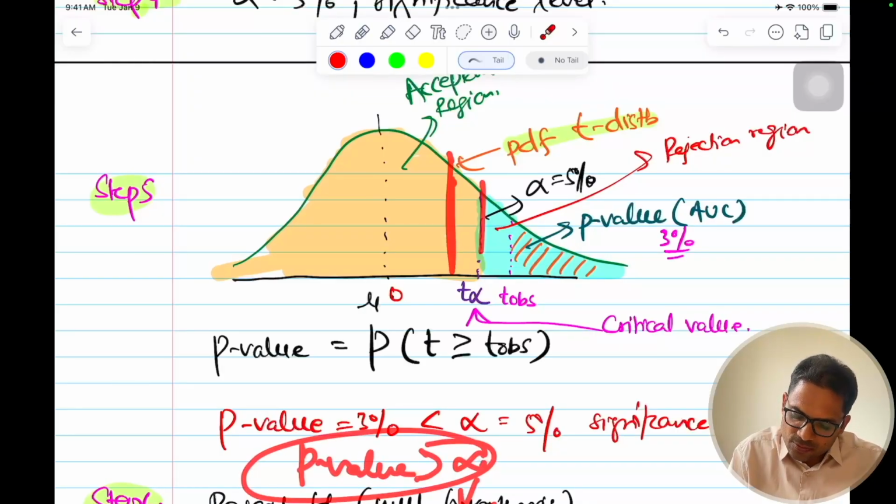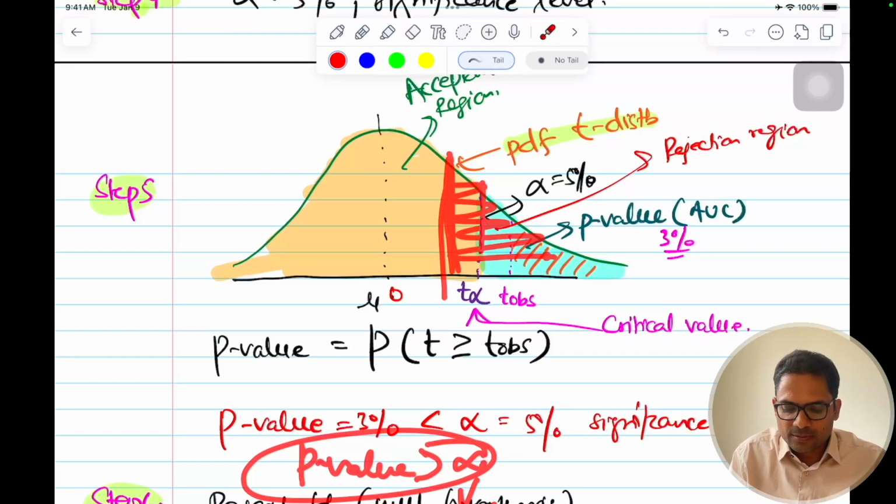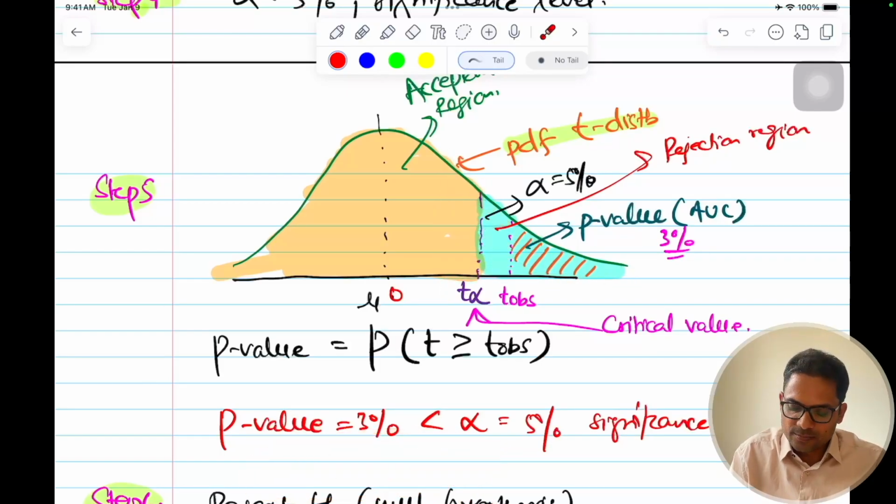So if my T observed was here, the area under the curve would be greater than alpha, because this is just the PDF, and this checks the probability of T greater than or equal to T observed. I hope this is clear. Shall we quickly revise it once more?